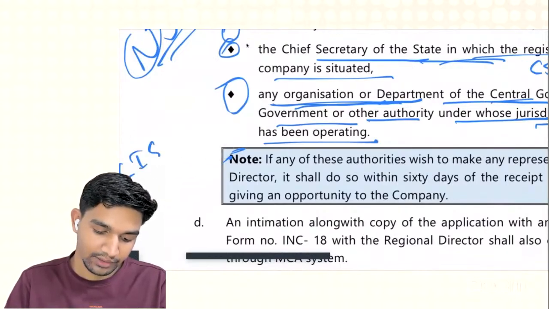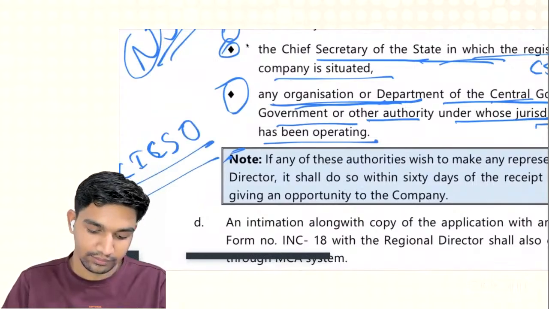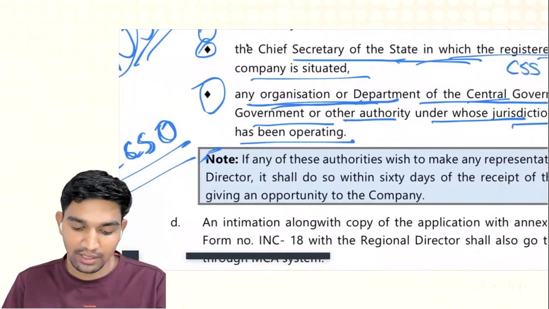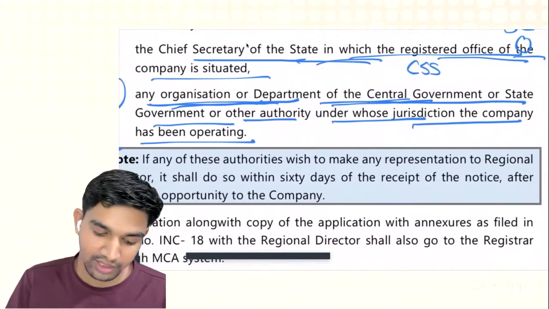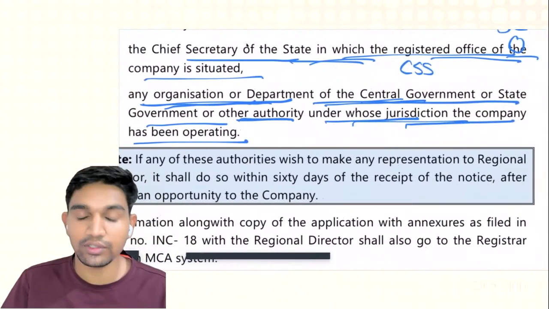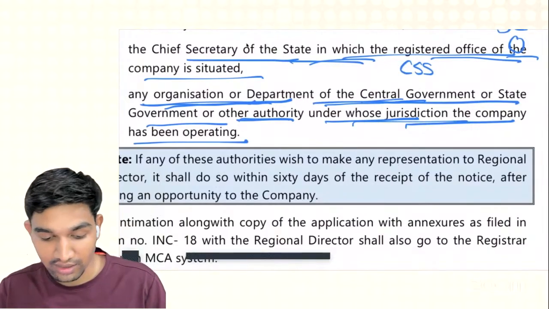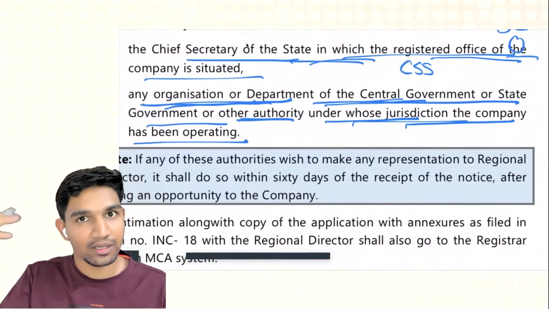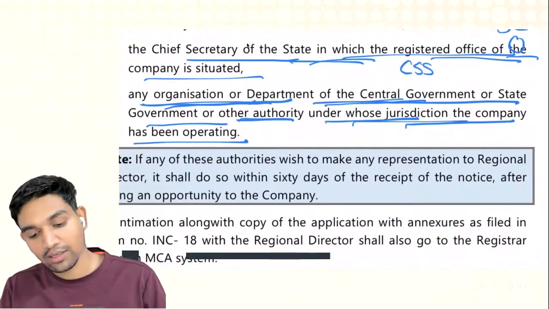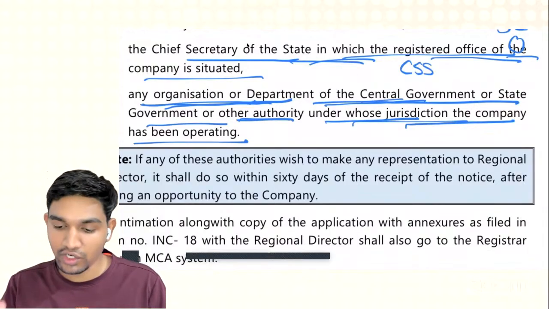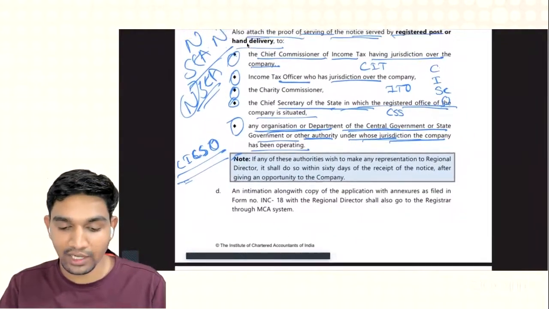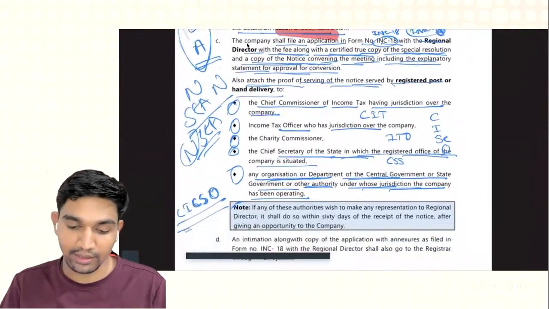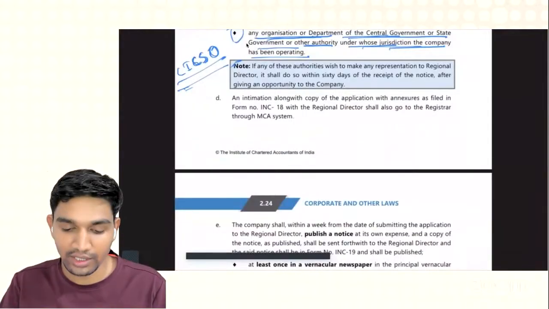CISCO: and C for any organization or department of the central government or state government or other authority under whose jurisdiction the company has been operating. So this proof of notice is to be attached with Form INC 18 for conversion of Section 8 companies.